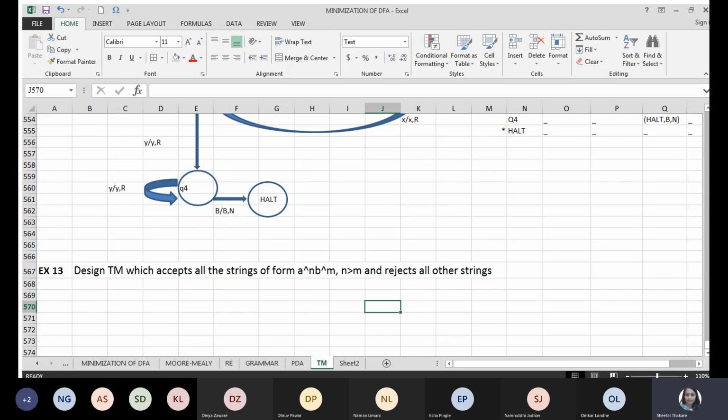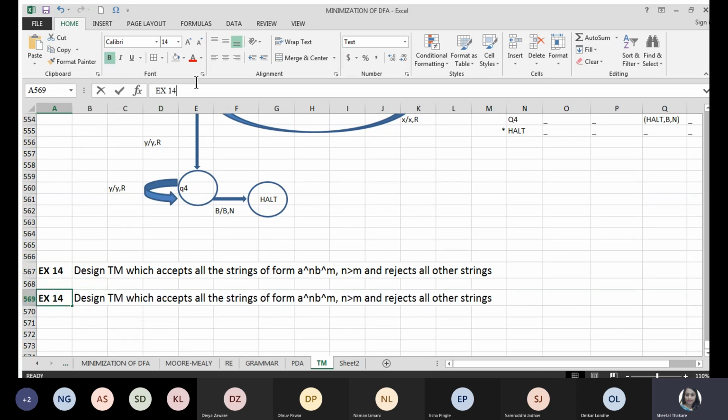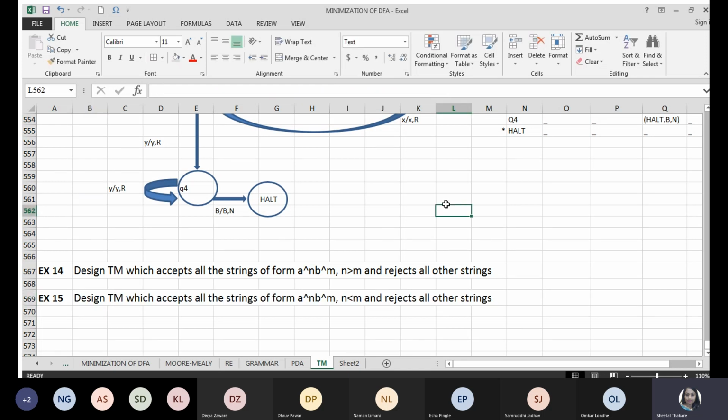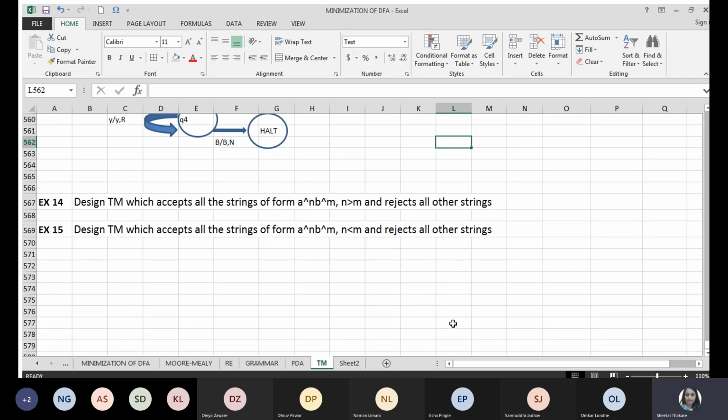So try to think about this sum, which is sum number 14, and then comes sum number 15, which will say that one more variation, n is greater than n. Means now number of b's are more as compared to number of a's.